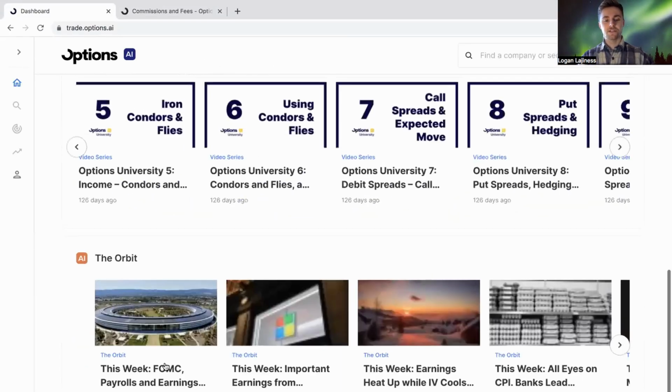One other thing they do promote down here, as you can see, is this weekly newsletter on what to look out for the week. And I actually do read these every week. I have been for the past few weeks as I've seen Options AI pop up a little bit from In the Money Adam. And yeah, it's just really helpful.